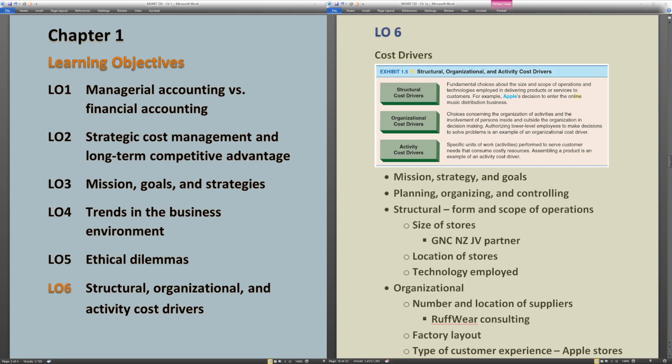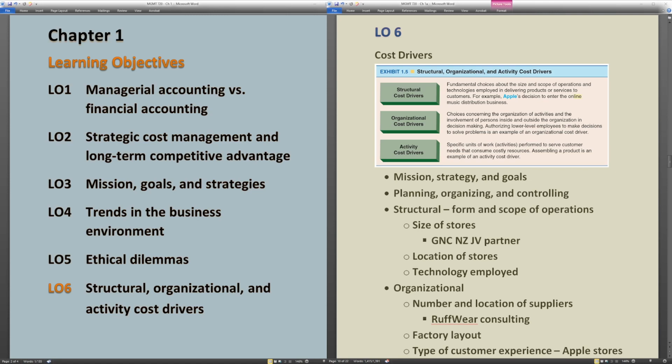The last learning objective has to do with cost drivers. In other words, if we are trying to measure some sort of cost, what is the business activity or the business thing that is driving those costs, pushing it forward? This is another set of 3 definitions. Right underneath the image block, I have the other things we've already talked about. We've talked about mission, strategy, and goals. We've also talked about planning, organizing, and controlling. And now we're going to talk about structural, organizational, and activity cost drivers. And they all interrelate to some degree.